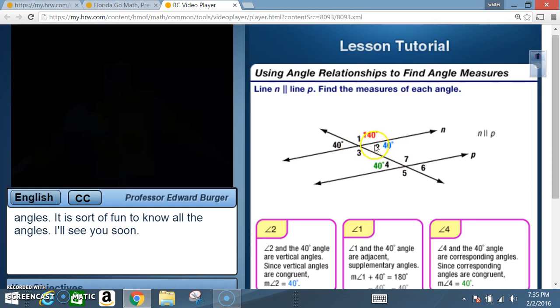But the main ones you need to know are vertical here, vertical here, vertical here, vertical here, corresponding here, corresponding here, corresponding here, and corresponding here. Now this is all you need to do your today's lesson.